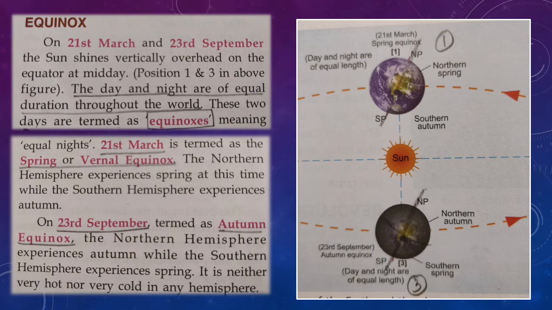And what happens on 21st March? Position 1, you can see it written there: 21st March, spring equinox, and 23rd September, autumn equinox. So 21st March is termed as the spring or vernal equinox, and the Northern Hemisphere will have spring at this time while the Southern Hemisphere will have autumn. And the opposite happens on 23rd September, which is called the autumn equinox, when the Northern Hemisphere will have autumn while the Southern Hemisphere experiences spring.